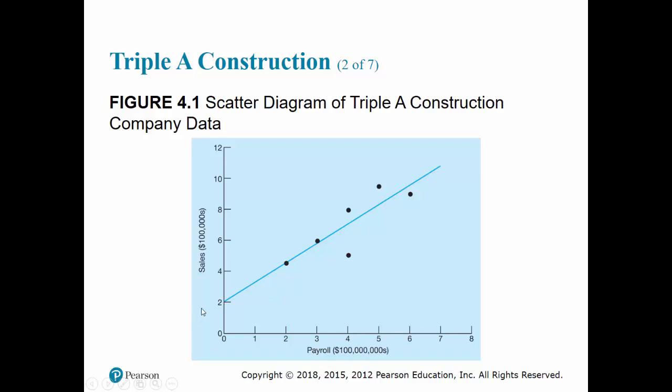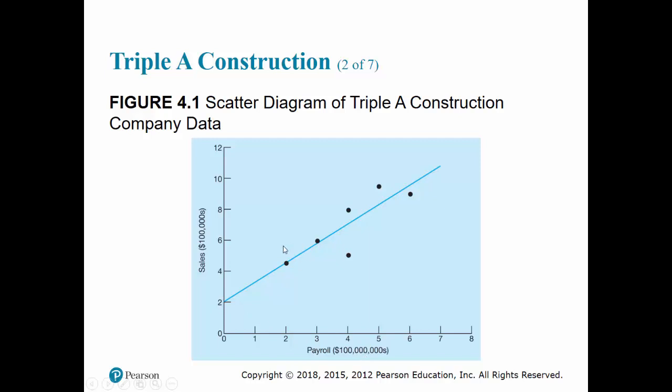So now the idea is to fit a line through these points. The equation will have an intercept, which we'll call b sub 0, and a slope, which we call b sub 1, times x. So we want an equation for predicting y that would look something like a value for b sub 0 plus a value for b sub 1 times x, where x would be the payroll in $100 million.